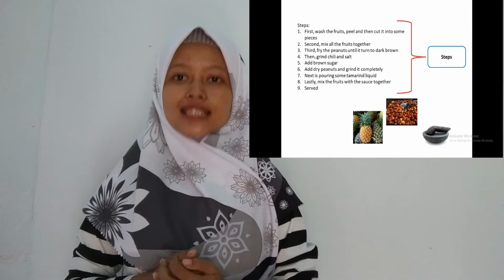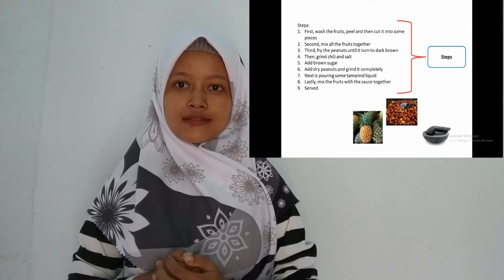So now we come to identify other things in a procedure text. There are some things we call language features in a long functional text, including procedure text. In a procedure text, there are some features. The first is we call it conjunctions.